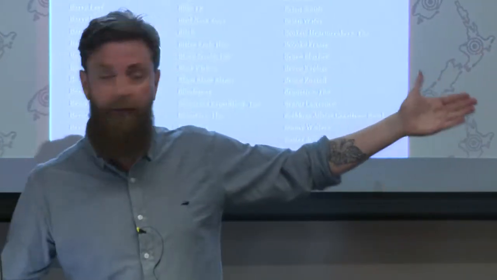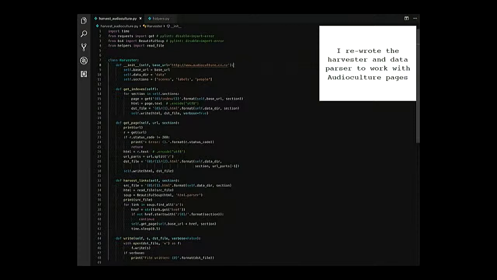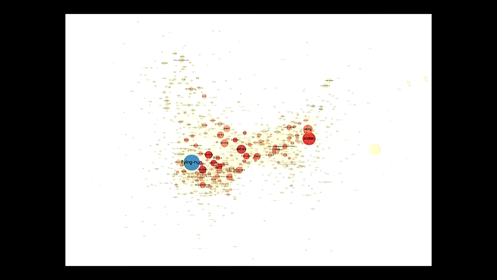So again, a different structure. It was really great. They had index pages sort of lurking in the background, so I could write a different harvester, work through all of these Audio Culture pages and pull those out. Then we built something that looked at the labels and the artists and how labels and artists were connected.